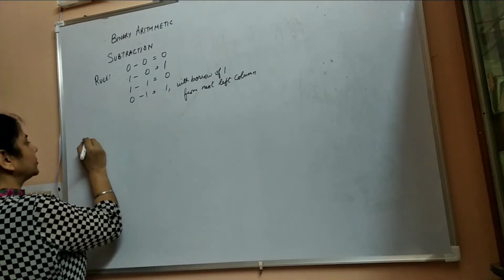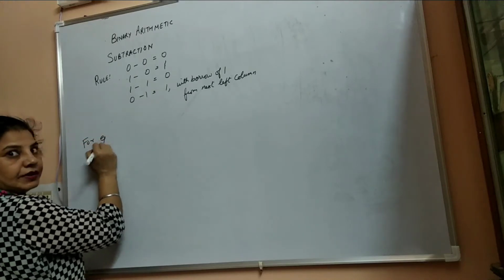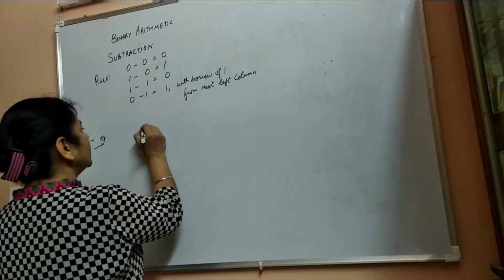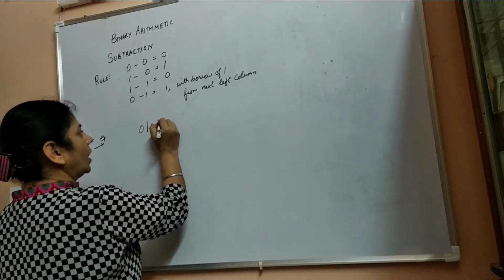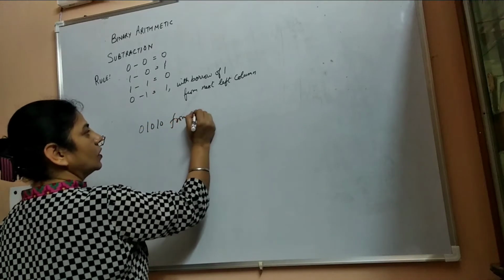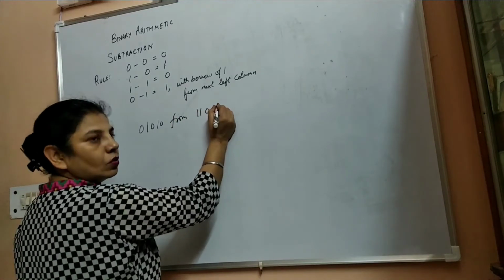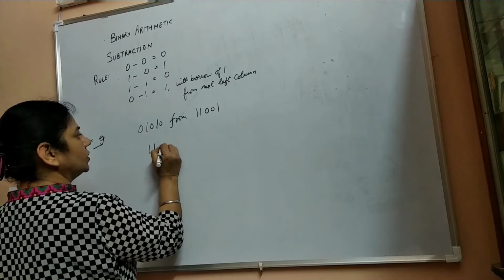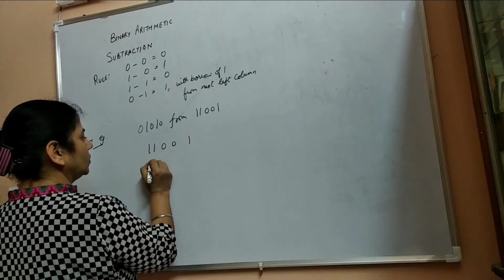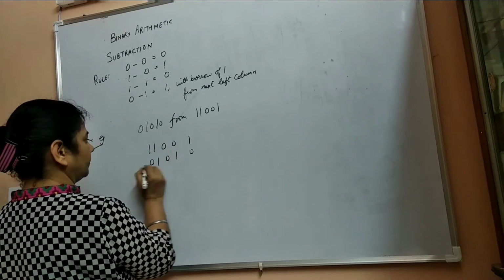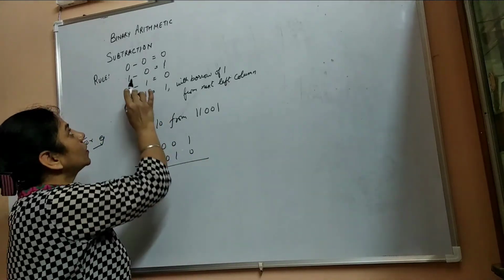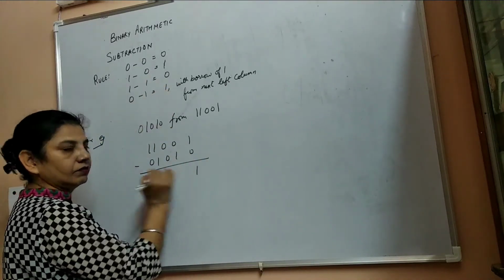How is it being proceeded? Let us take one example. It says 0, 1, 1 from 1, 1, 0, 0, 1. We subtract this 1, 1, 0, 0, 1, 0, 1, 0, 1, 0. How to subtract? 1 minus 1, according to the rule, is 0.